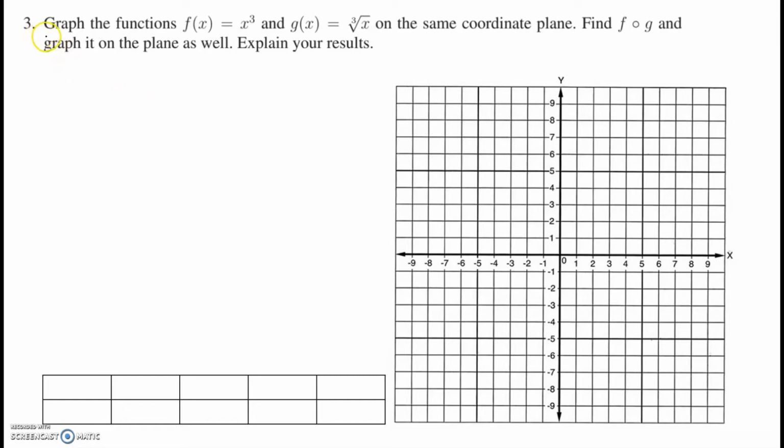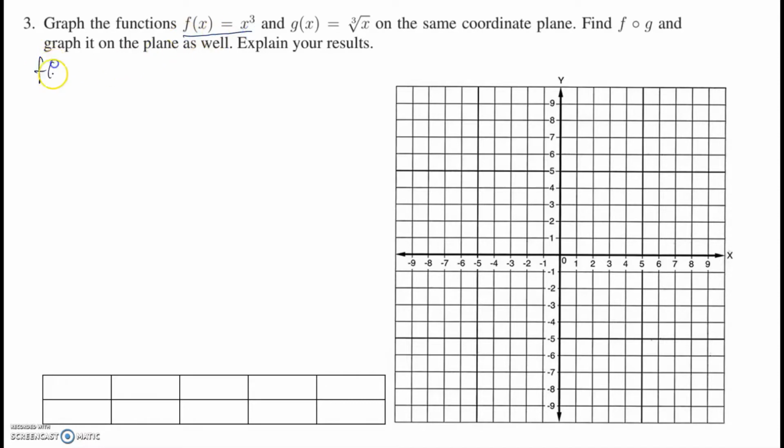In this video, we will solve problems from exercise 1.4. Question number 3. Graph the function f of x is equal to x cube and g of x is equal to cube root of x on the same coordinate plane. Find f composite function with g and graph it on the plane as well. Explain your results.